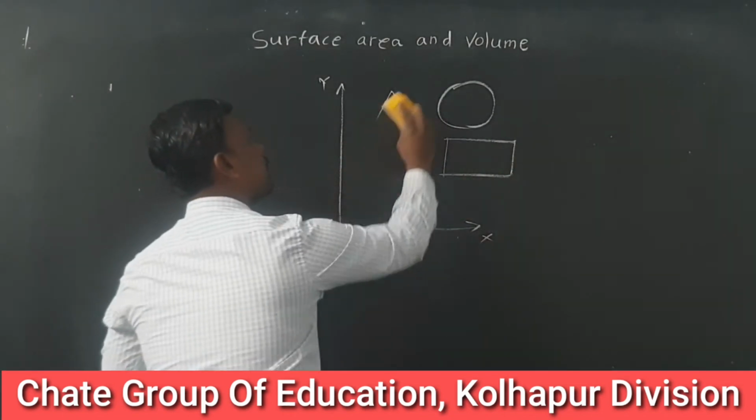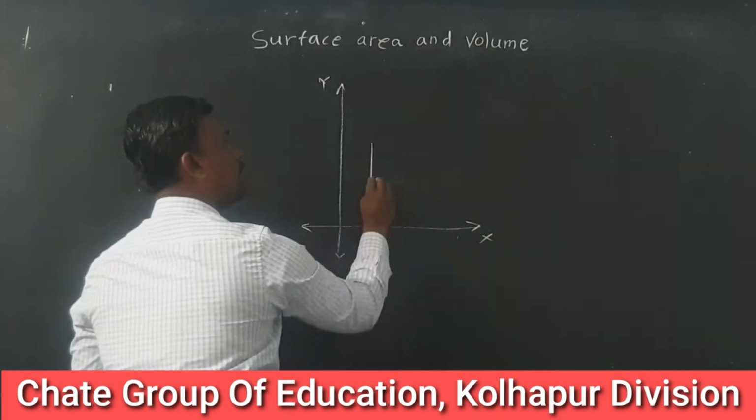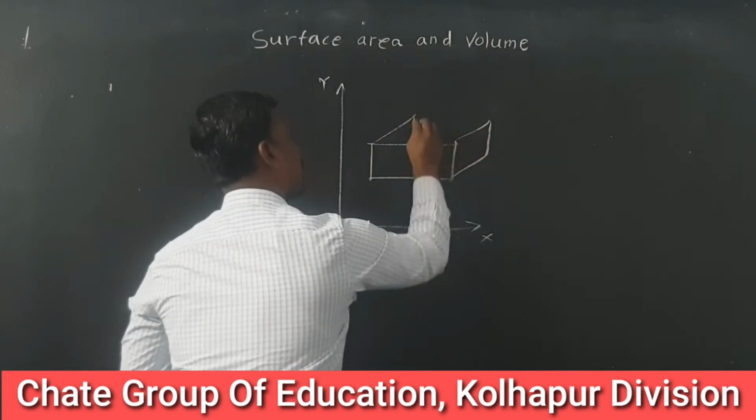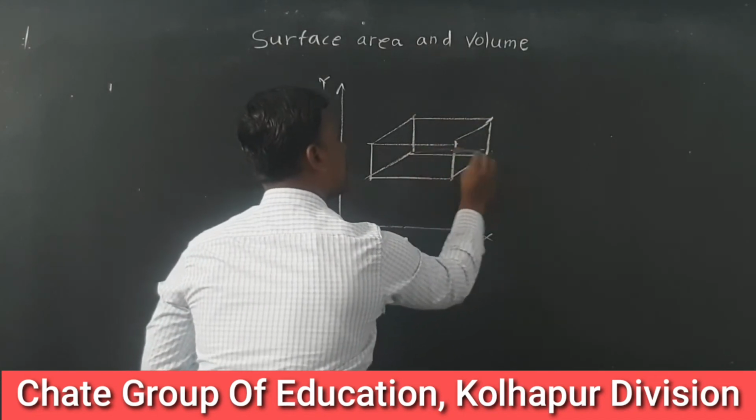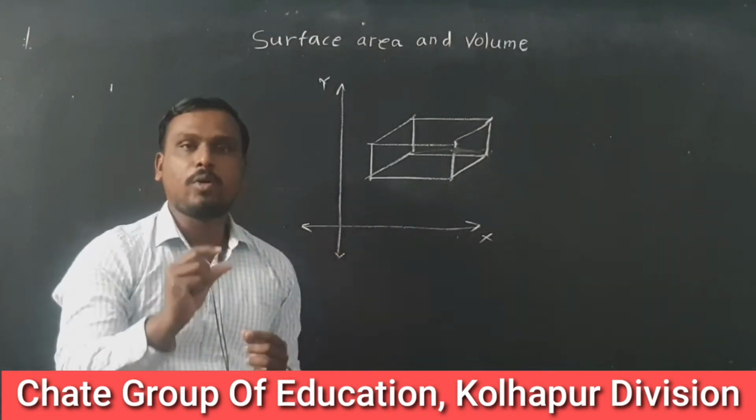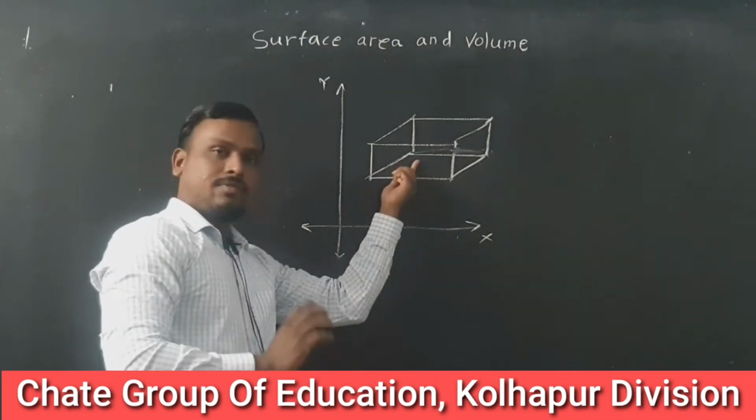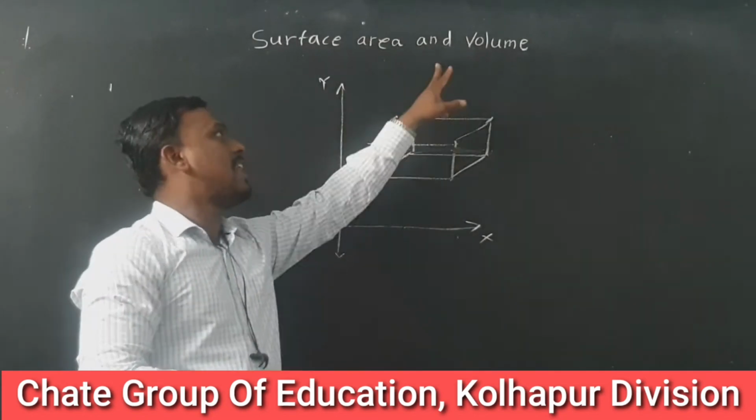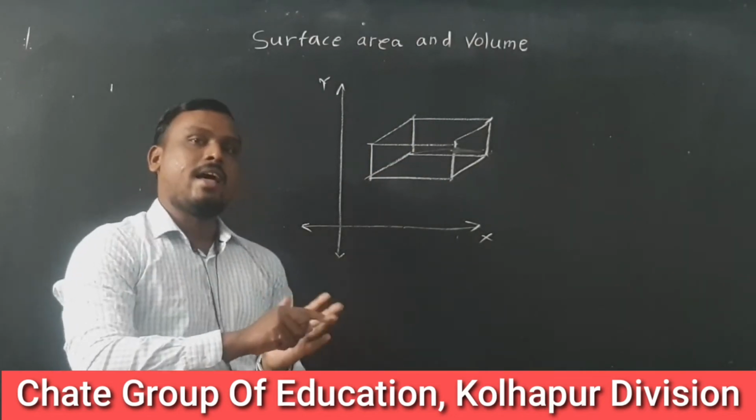For example, if I want to draw a cuboid shape, see, this is a cuboid. It is a solid shape. A day-to-day life example is a brick or your compass box, which is of cuboid shape. So this figure is a three-dimensional figure. We are going to see the surface area of this shape as well as the volume. This three-dimensional figure contains surface area as well as volume.